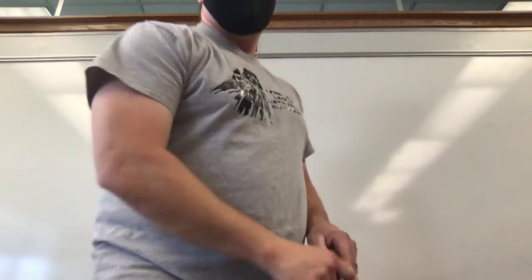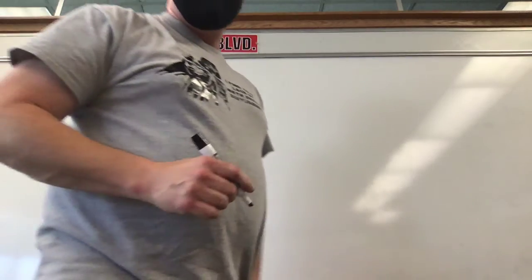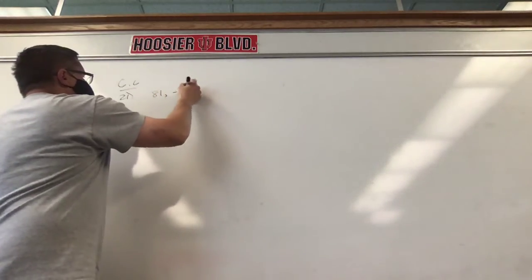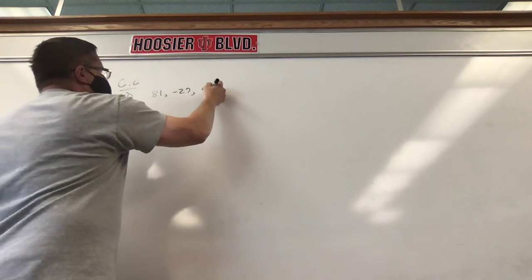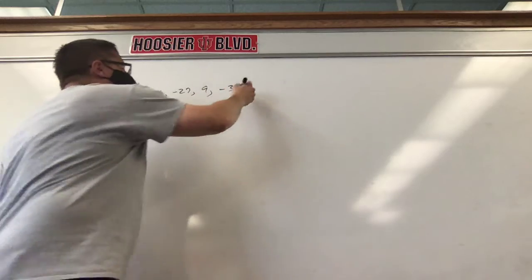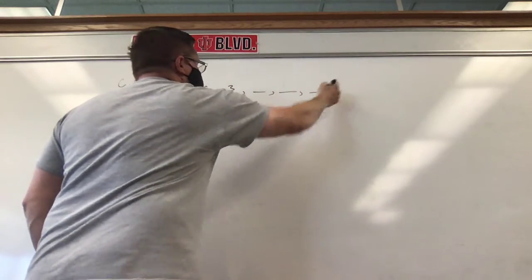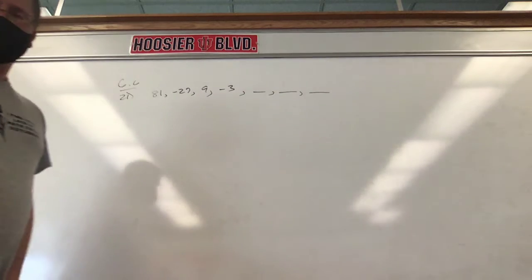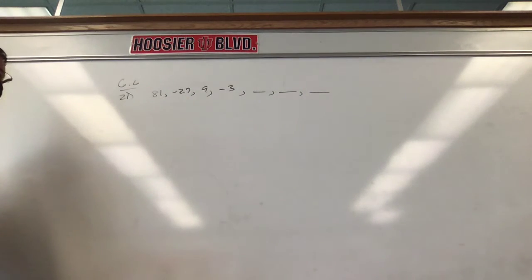So they give us a geometric sequence: 81, negative 27, positive 9, then what? Negative 3. They ask us for the next three terms, and then they ask us to graph them. Remember, in the graphs you're just going to plot them. If you have questions about how to graph them, ask me later.